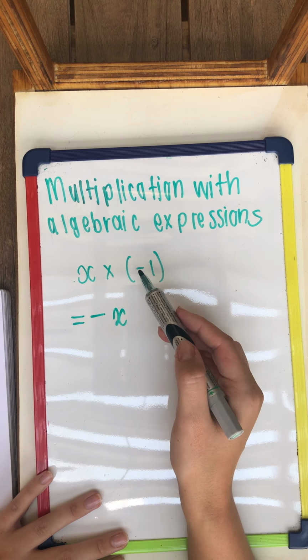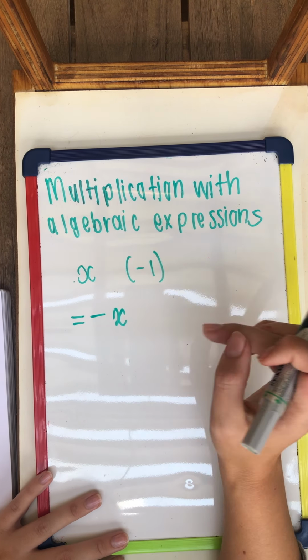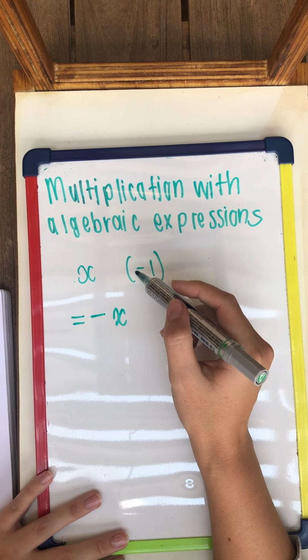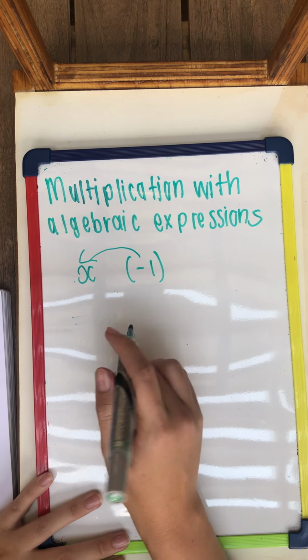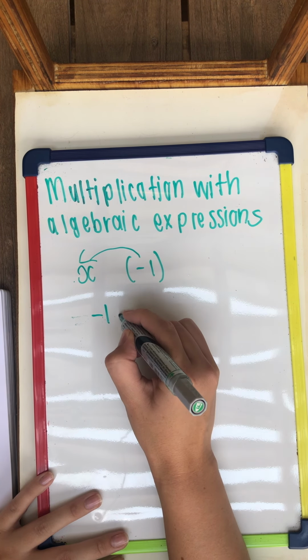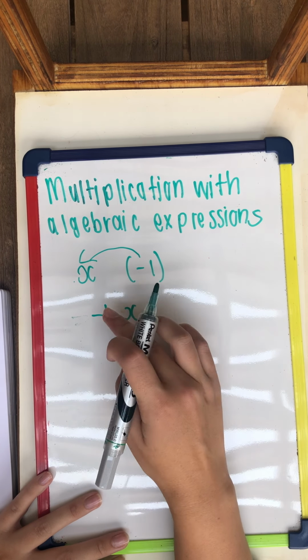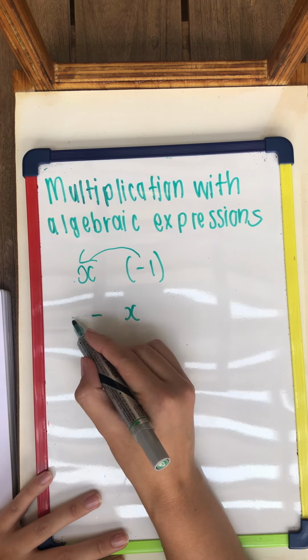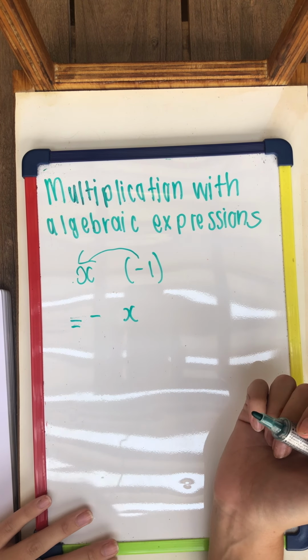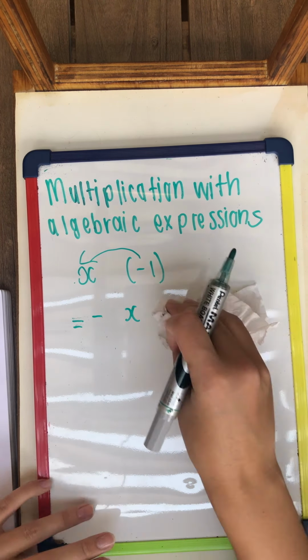Now another way you can look at it is I take the multiplication away, okay? I need to put my number before my variable, okay? So I've got negative 1 times x, all right? And remember, we don't write the 1. So we're left with negative x, okay?